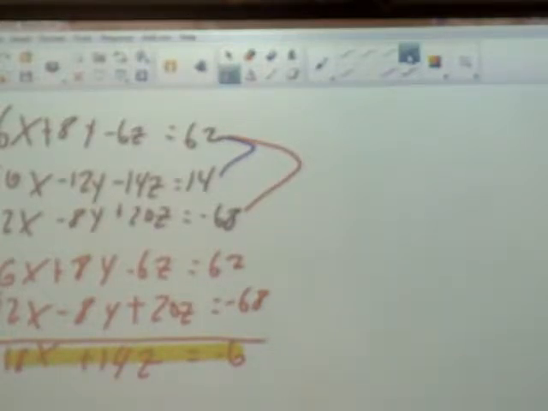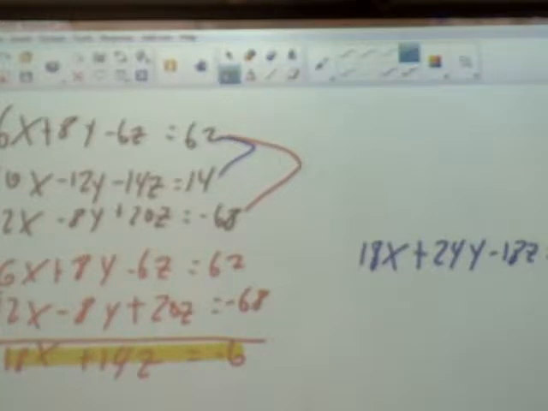Now, when I've got my blue ones linked there, my y's are not the same. So we talked about what they would go into. The smallest thing they'll both go into is 24. So I need to make this 8 into 24, so I need to multiply by 3. I'm going to multiply that whole first equation by 3. That'd be 18x plus 24y minus 18z. And what did that equal? 126? 186. Thank you. And then I had to multiply this whole second one by 2 to make that a 24. So that would be 20x minus 24y minus 28z equals 28.